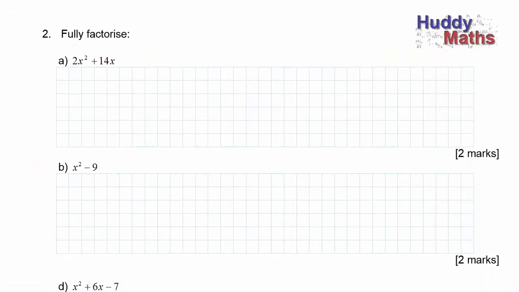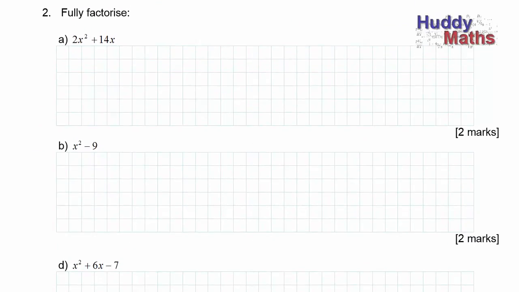Here we are, fully factorised. So write these as a product of factors. So what will go into 2x squared and 14x? That's a 2x. What do I multiply 2x by in here to get x squared? I need another x. Plus what do I multiply 2x by in here to get 14x? I need a 7. So that's our answer. For 2 marks, that's 1 for the 2x out the front and 1 for the correct bracket.